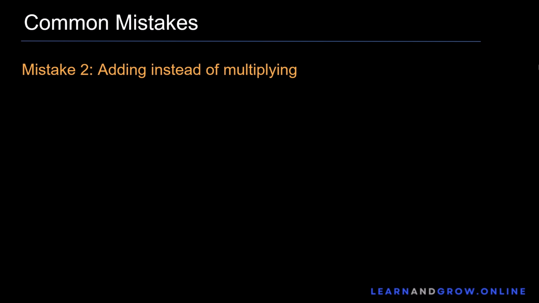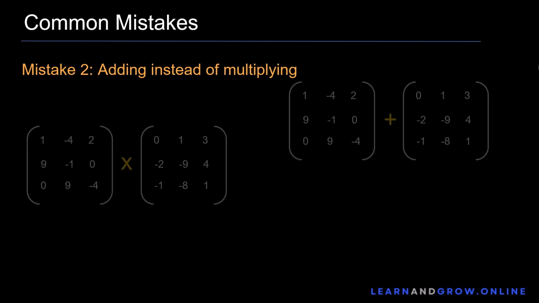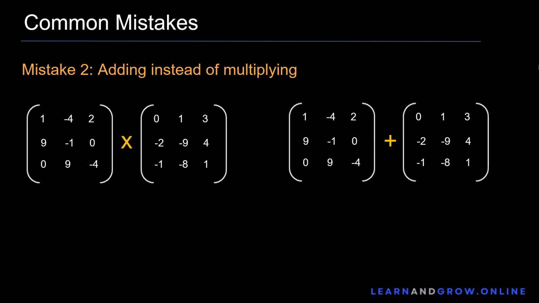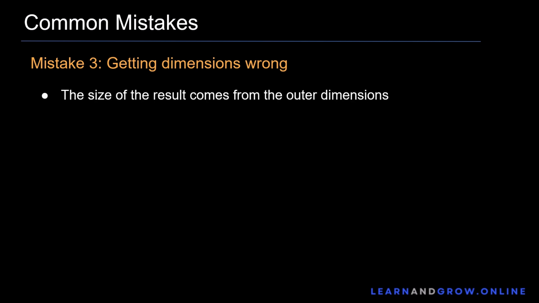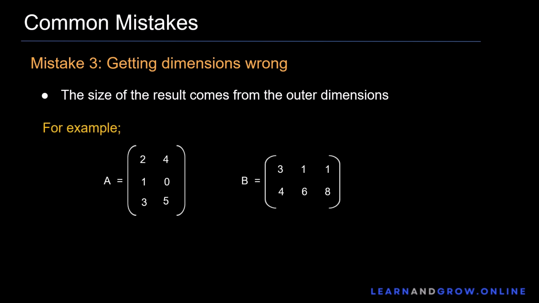Second mistake, treating it like matrix addition. Some students just add the numbers in the same positions. That's a big no-no. In multiplication, you multiply across rows and columns. It's all about those dot products. And finally, getting the result dimensions wrong. Remember, the size of your answer comes from the outer numbers. If you're multiplying a 3 by 2 by a 2 by 3 matrix, your result is 3 by 3. Not 2 by 2, not 2 by 3. 3 by 3.